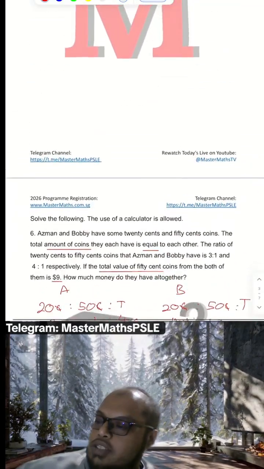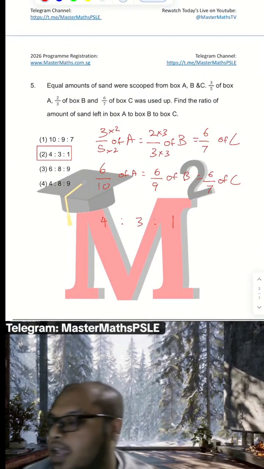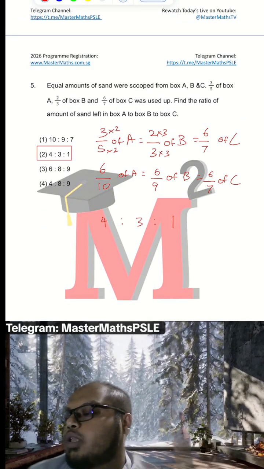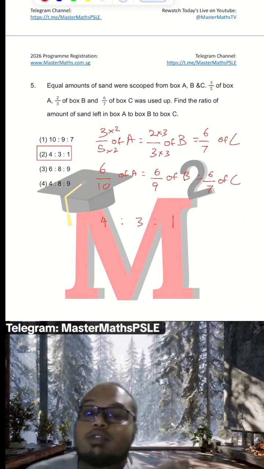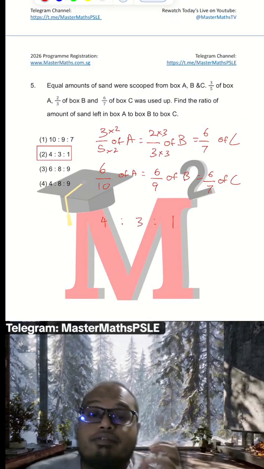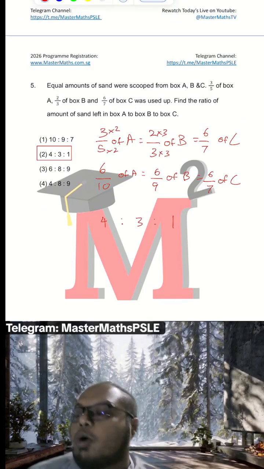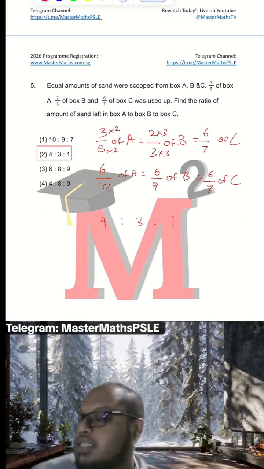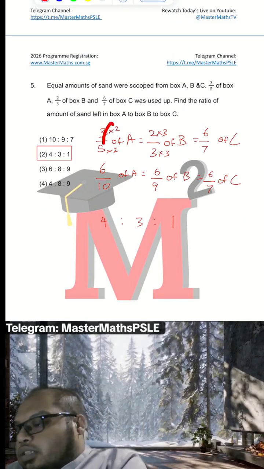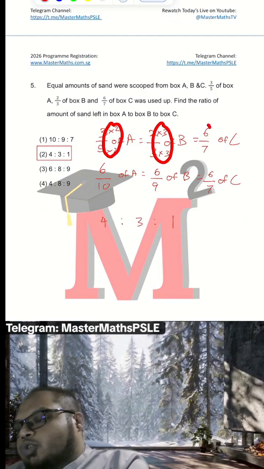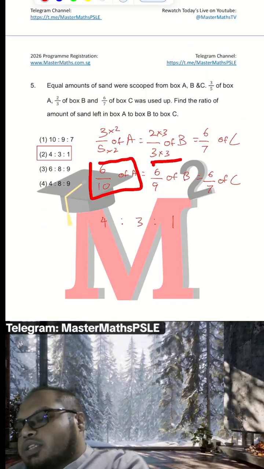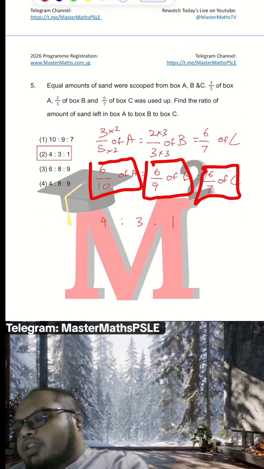Okay, now we go to question 5. Question 5 is about equal fractions. So, 3 out of 5 of A equals 2 over 3 of B equals 6 over 7 of C. Because this is the fraction that was scooped up from each box. Like I mentioned earlier, when they say it is equal, you need to make the total the same. So here, times 2, times 3. Here is already 6, so I don't have to do anything. With this, it becomes 6 over 10, 6 over 9, and 6 over 7.